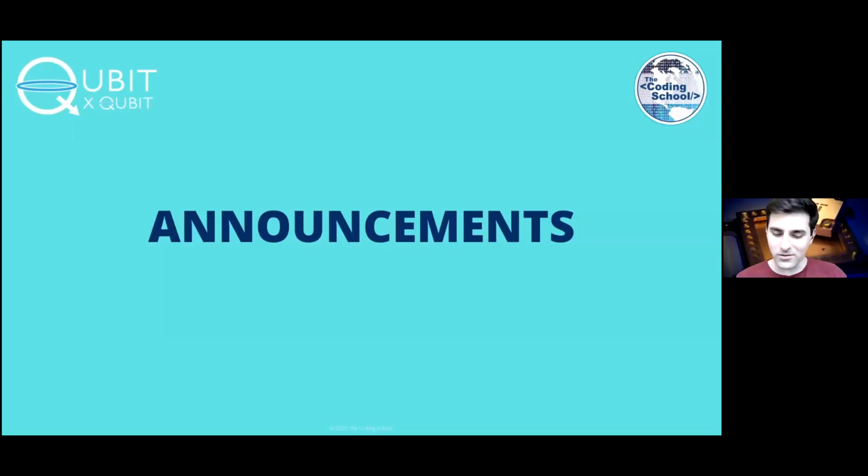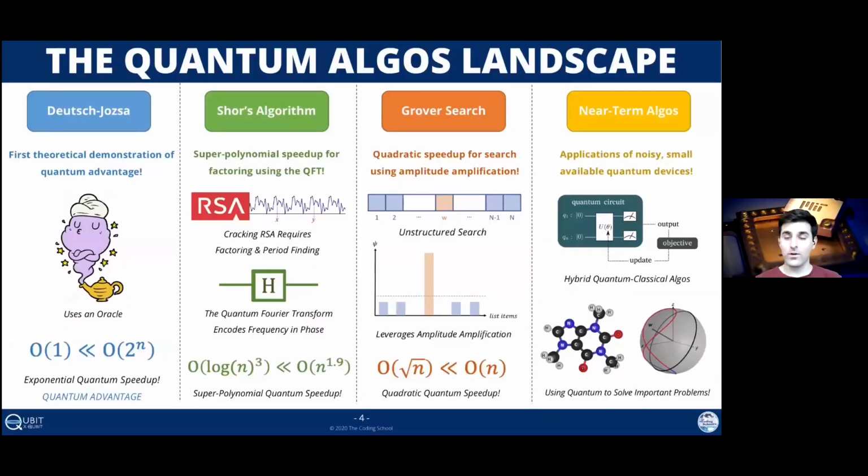Hey, thanks, Rachel. So with that, let's start our last lecture for the year-long Qubit by Qubit course. And again, the first slide of this lecture is going to be the quantum algorithms landscape. As we discussed, there are different quantum algorithms. We've introduced the Deutsch-Jozsa algorithm, briefly introduced Shor's algorithm, and talked a little bit more in depth about Grover's search algorithm.